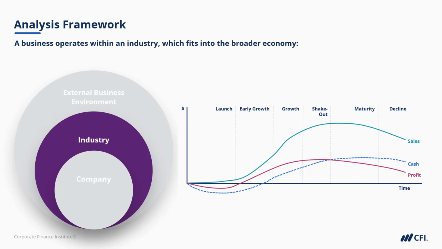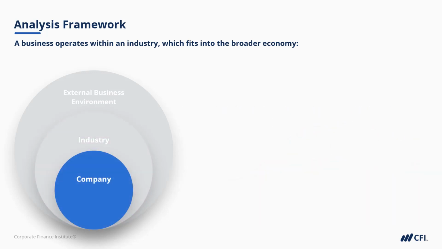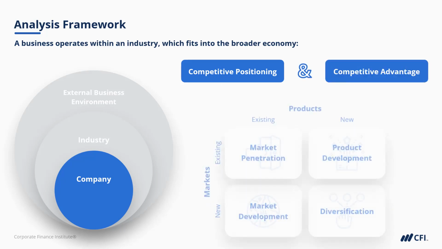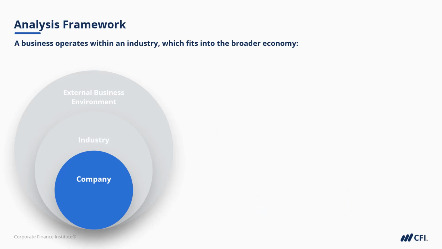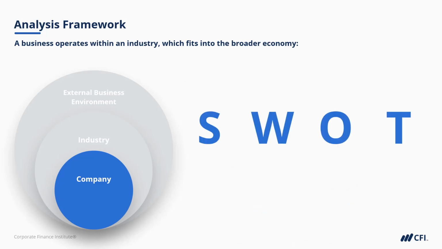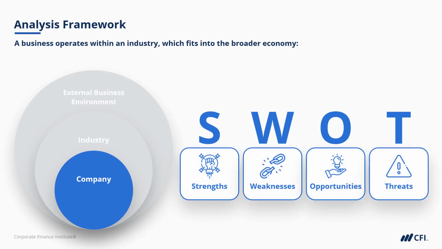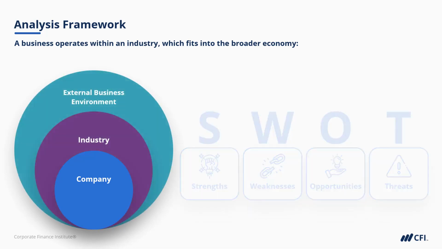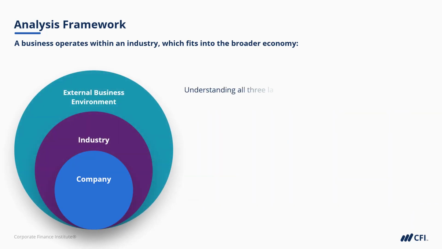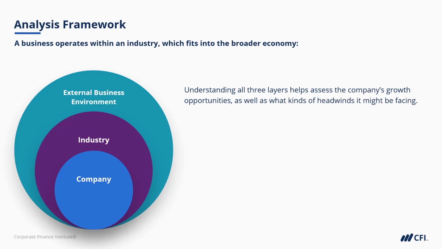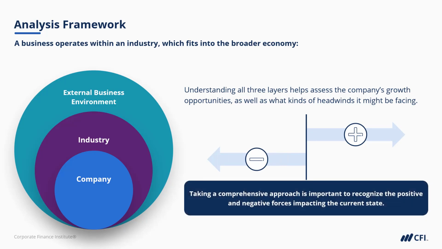The last section is at the company level, where we'll look to better understand competitive positioning and competitive advantage before unpacking Ansoff's matrix. Finally, we'll tie everything together by introducing a SWOT analysis where we look at the company's strengths, weaknesses, opportunities, and threats. By combining all 3 of these layers of the framework, we can assess the company's overall opportunities for growth, as well as what kinds of headwinds it might be facing. It could be that you have positive forces at one level and negative forces at another, so taking a comprehensive approach is very important.